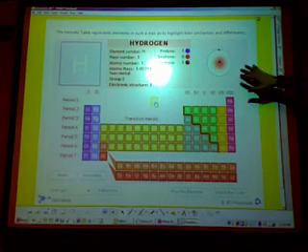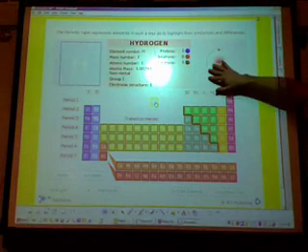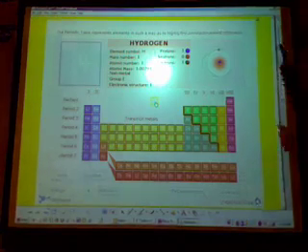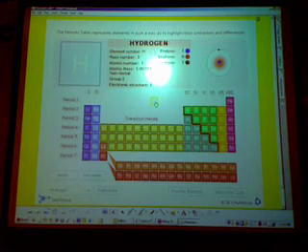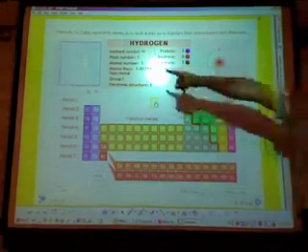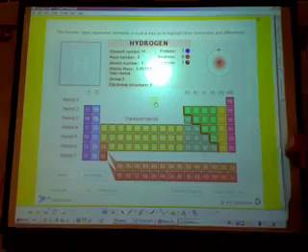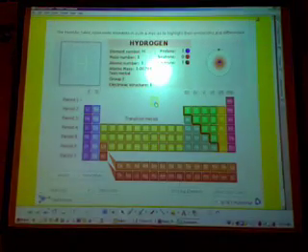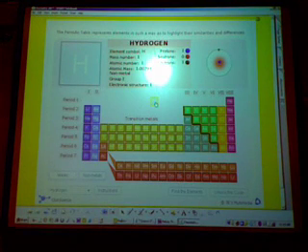Because remember, this doesn't want 8. This shell can't even hold 8. It can only hold 2, right? So it's looking to combine with something that has 1. You got it. It combines with itself. Remember I talked about how this element often occurs as H2? 2 hydrogens combining together, sharing an electron, will give them both 2 electrons. They share that other electron, so they have 2, and they're happy.